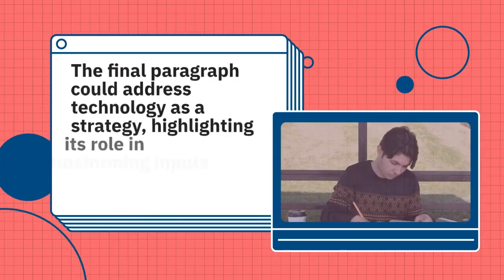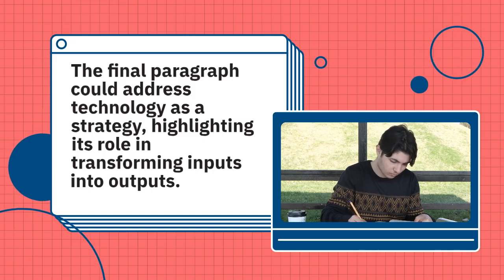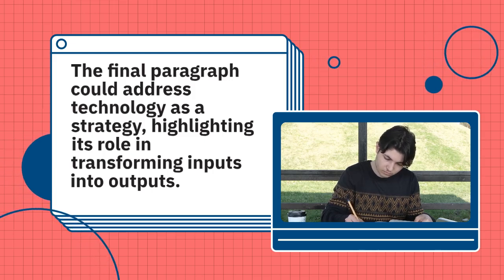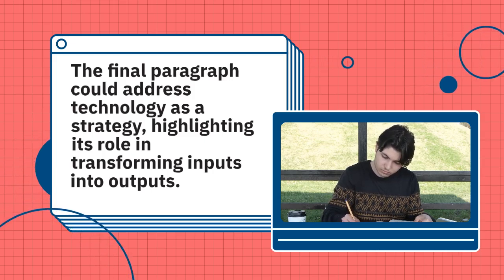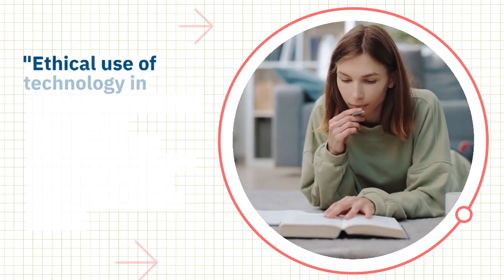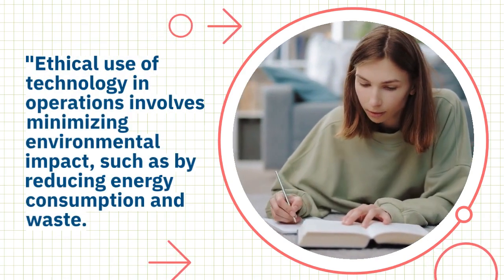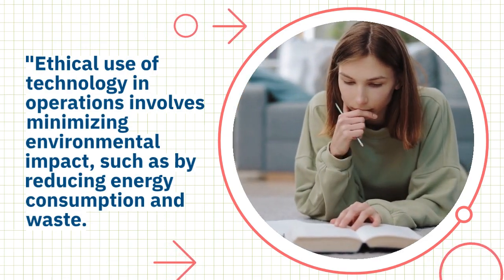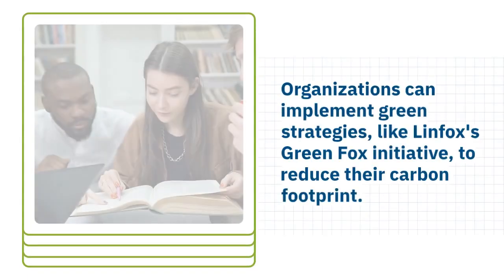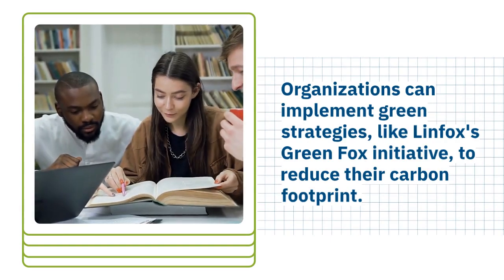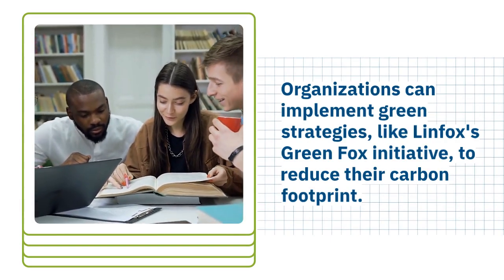Technology and operations. The final paragraph could address technology as a strategy, highlighting its role in transforming inputs into outputs. Ethical use of technology in operations involves minimizing environmental impact, such as by reducing energy consumption and waste. Organizations can implement green strategies like Linfox's Green Fox initiative to reduce their carbon footprint.